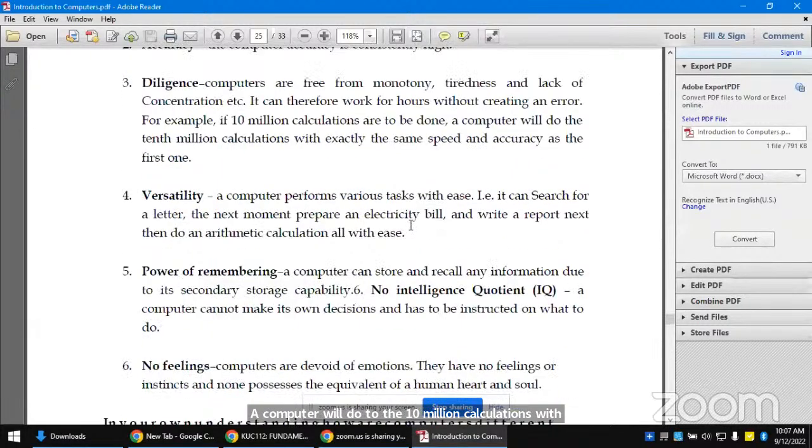Then we have versatility. A computer is versatile. It performs various tasks with ease. It can search for a letter, the next moment prepare an electricity bill, write a report, then do arithmetic, all with ease. Then the power of remembering. A computer can store and recall any information due to its secondary storage capabilities.